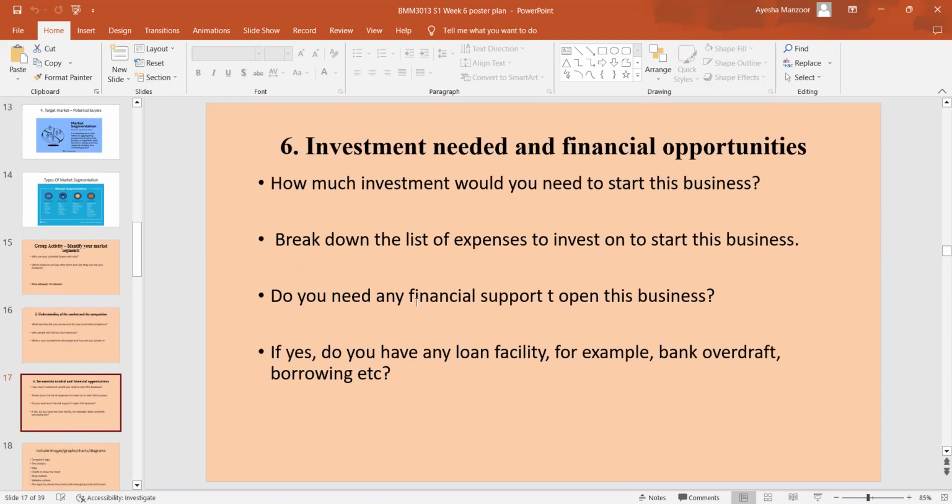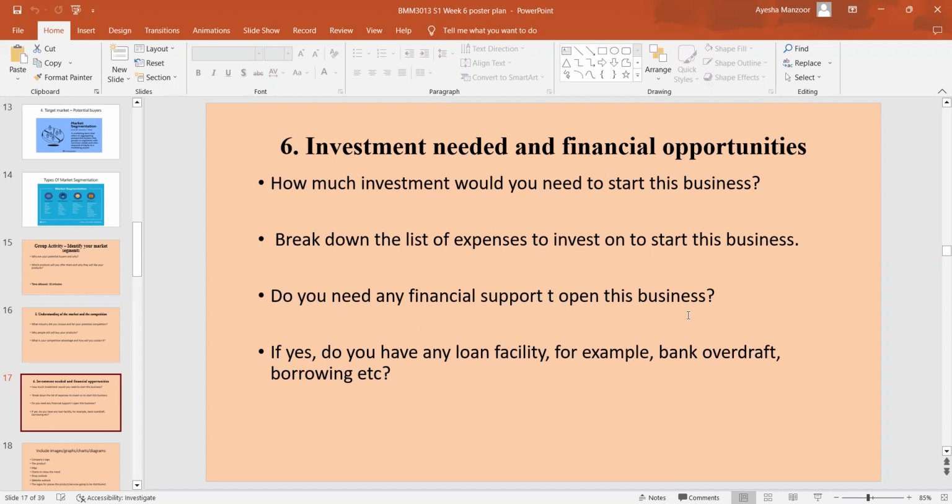For example, on the initial setup, how much investment you need, and for the assets, and so on. It depends upon the business and its category. So you can identify how much investment you need on the particular categories of your business. Do you need any financial support to open this business?